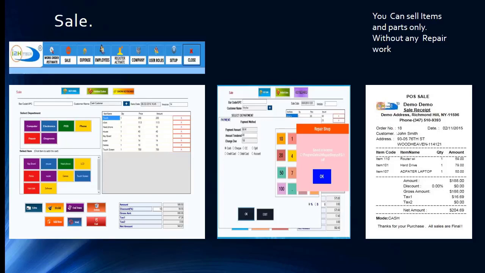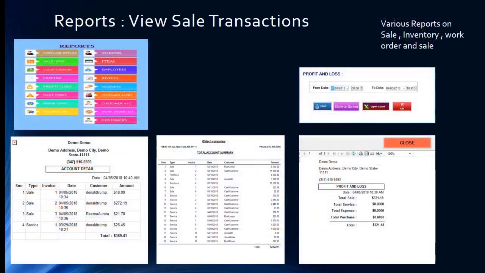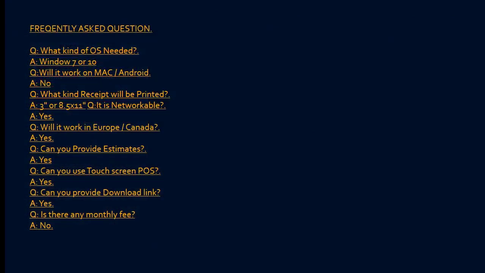You can sell items, parts in your repair store. For example, if you have an accessory or a phone, you can also sell it. Besides, you can use this software for repairing phones or computers or electronics.